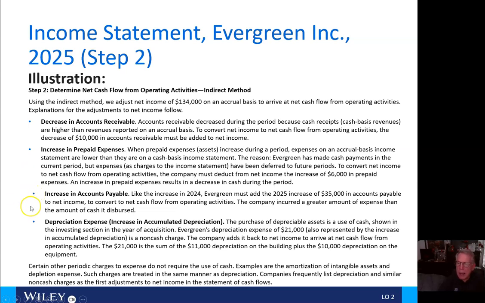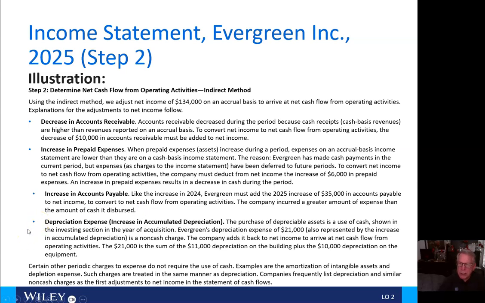Now, also, we have an increase in accounts payable. Like the increase in 2024, Evergreen must add the 2025 increase of $35,000 in accounts payable to net income to convert to net cash flow from operating activities. So an increase in accounts payable means we would add that, because the company incurred a greater amount of expense than the amount of cash it disbursed.